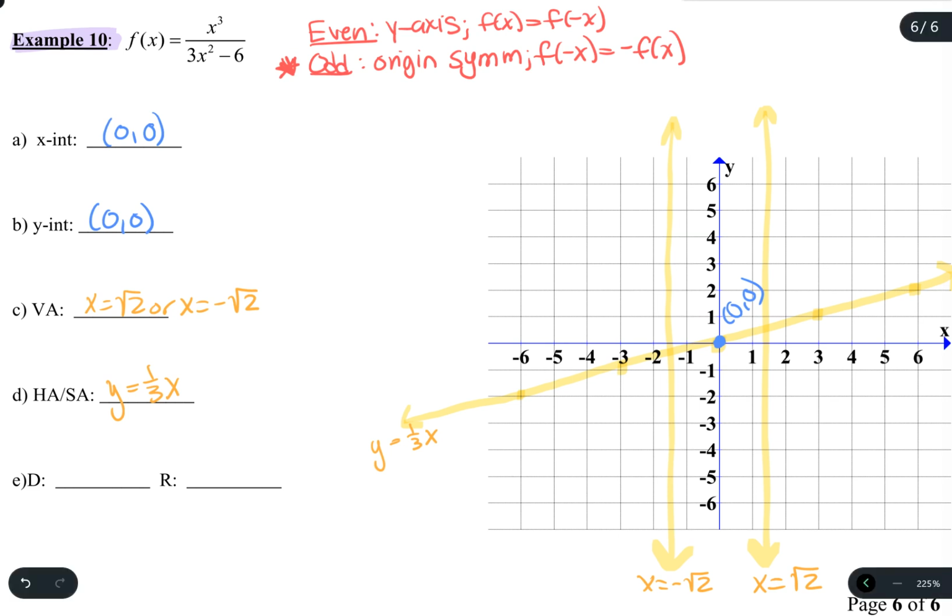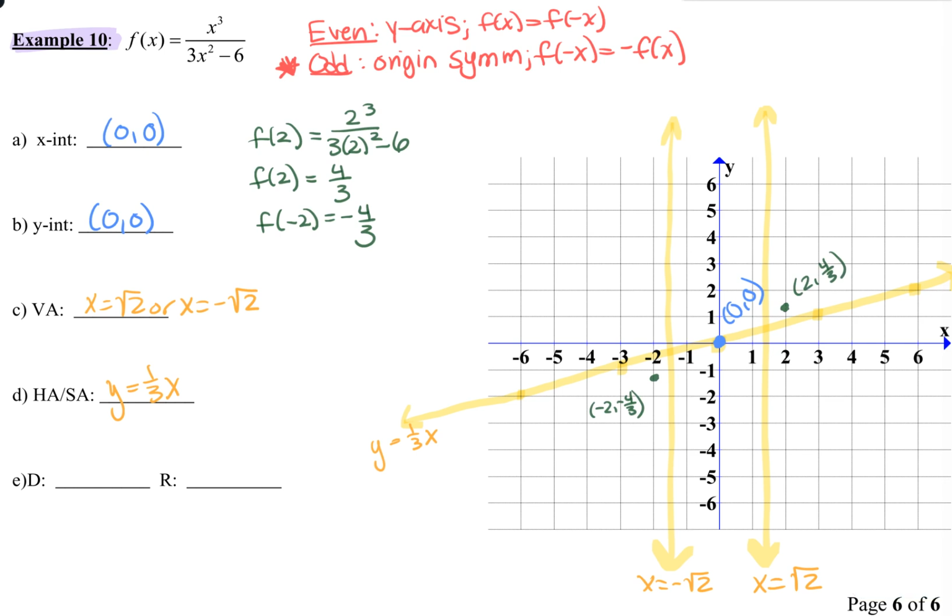If I start with, let's say, 2, and calculate f(2), I'm going to get 2 cubed over 3 times 2 squared minus 6. When I calculate that, I get 4/3 when I simplify it. So f(2) is 4/3. Similarly, I know that f(-2) is going to be the opposite of that, -4/3. So I have the point (2, 4/3), and I've also found another point, (-2, -4/3).